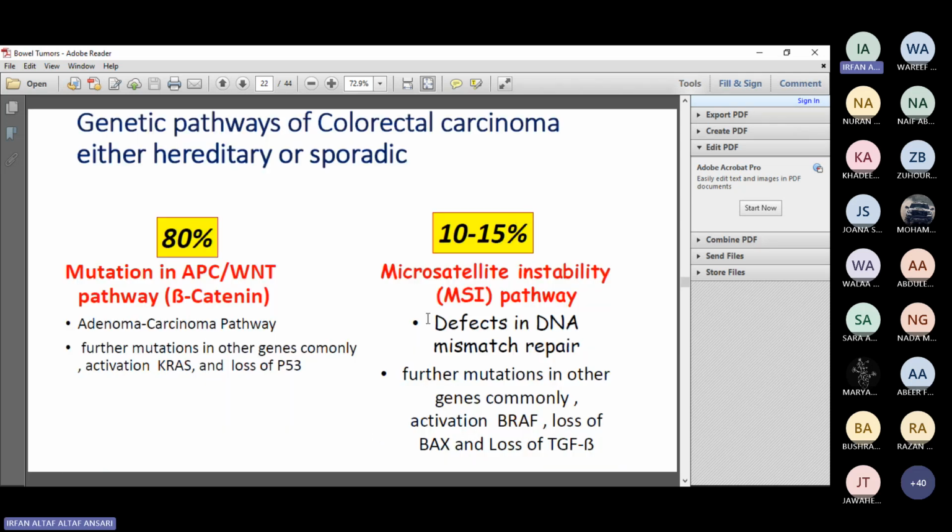So colorectal carcinoma, both hereditary and sporadic: 80% of the time this is a mutation in the APC gene, the adenoma-carcinoma pathway, with further mutation in the KRAS and P53 genes. 10 to 15% is the microsatellite instability or mismatch repair gene pathway, with further mutation in the growth factor, transforming growth factor beta, or the apoptotic gene BAX and BRAF. So this is in general, both in the hereditary and sporadic.